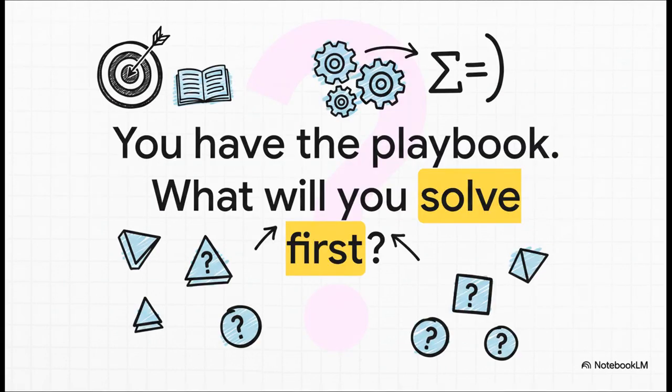So, there you have it. That's the strategic playbook for mastering 86% of ratio and proportion. You've got the system, you've got the shortcuts. The only question left is, what are you going to solve first?